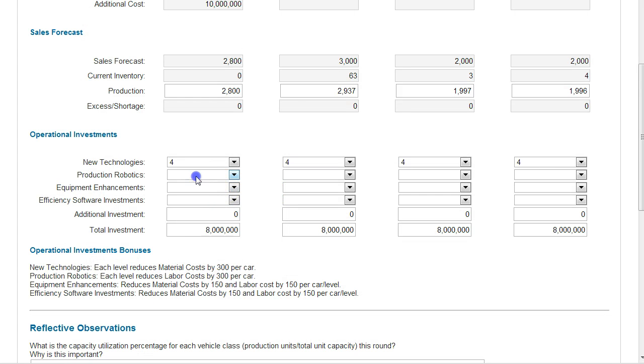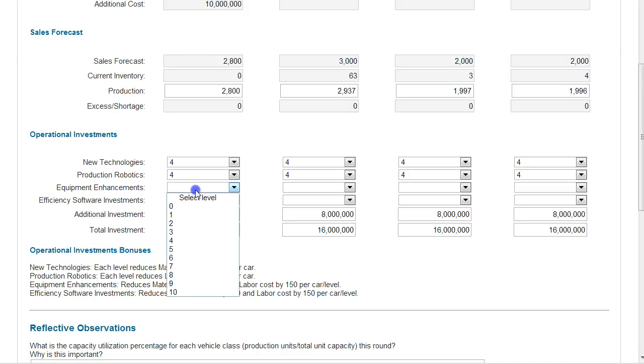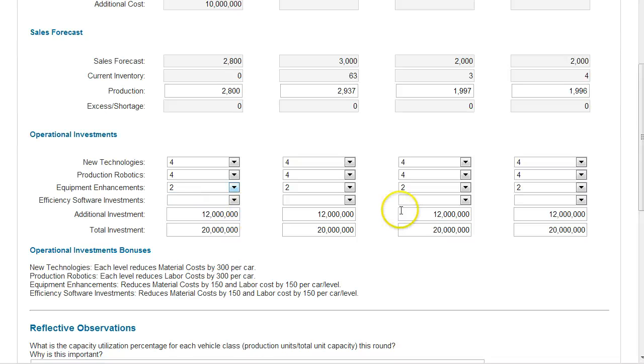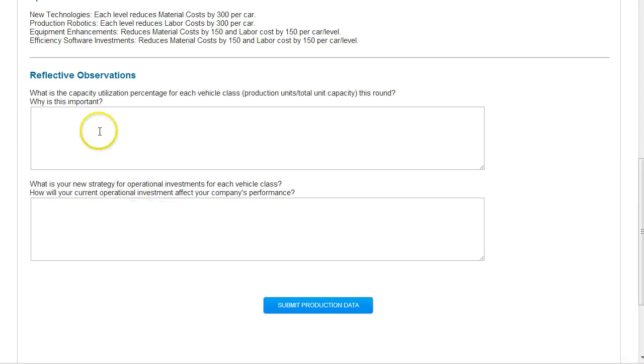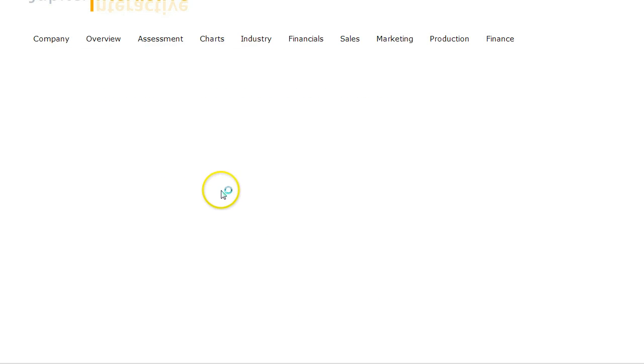Okay, so I'm going to make some more operational investments because that helped to keep me profitable. So I'm going to increase that a bit. Let's see if I can afford it. And remember, there are reflective observations on each of the pages that only take a minute to fill out. You don't have to be really extensive and verbose about it, but I just want to know your basic idea of what you're thinking about the simulation. And it helps put you in the right mind frame to strategically think about what you're doing with these companies here. Okay, so now we'll go to the finance page.